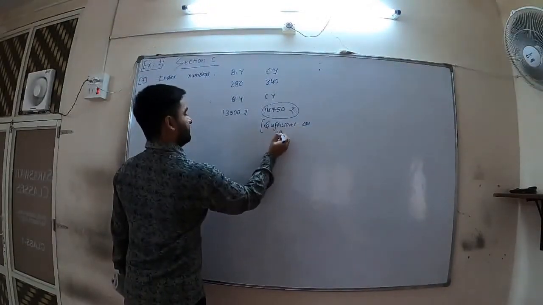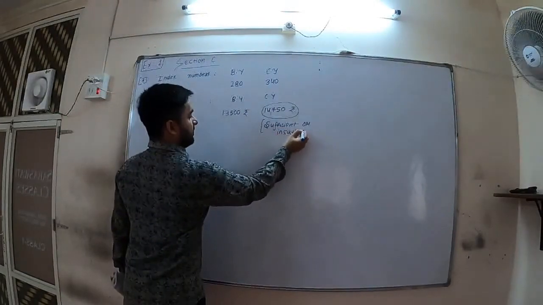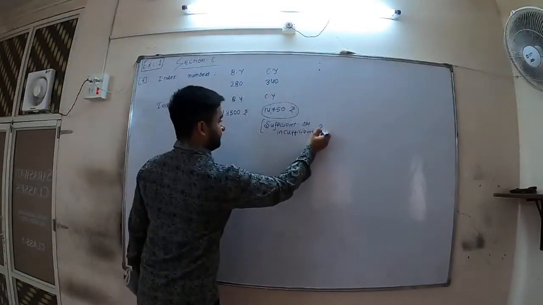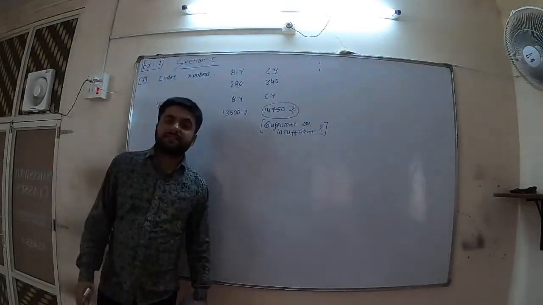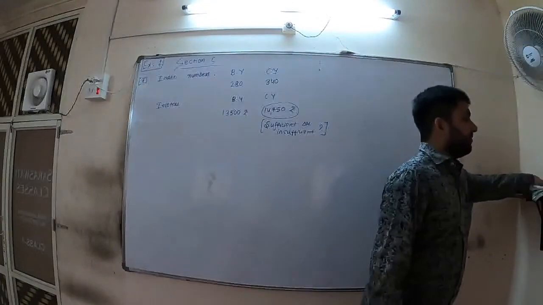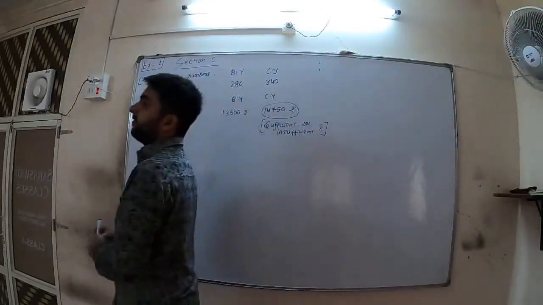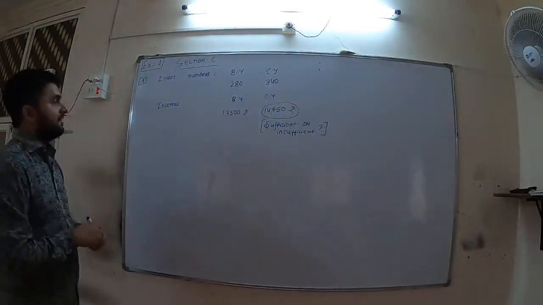Sufficient or insufficient. We want to find whether this income is sufficient or not. Now how will you find it? As we were doing in 1.4, take the ratio of index and income.